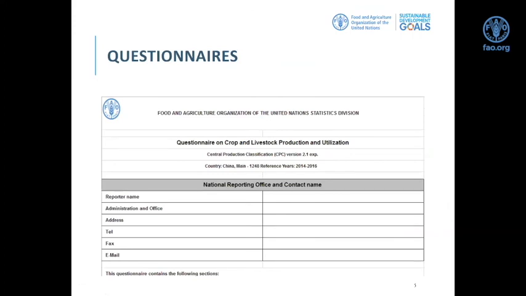So this is an example of the cover page for the crop and livestock production and utilization questionnaire, in which you can see the contact details for the National Reporting Office and contact name. I'll also open up, at the end of the presentation, the land use questionnaire, just so that you can have an idea, for those of you who aren't familiar with it, how it is structured and how it is filled in.